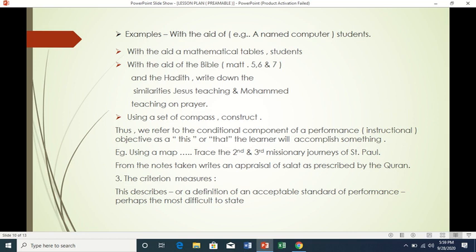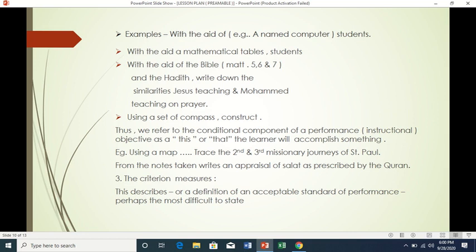Using a set of compass, construct. That is the condition. The condition is that the students should use a set of compass. So we refer to the conditional component of a performance or instructional objective as this or that. This or that becomes the given, that, given a mathematical set or a set of compass, construct. So this is the given upon which the learner will accomplish something.